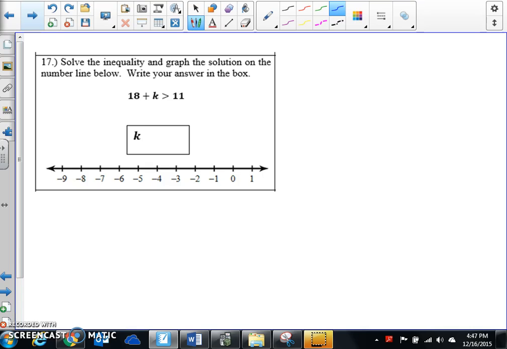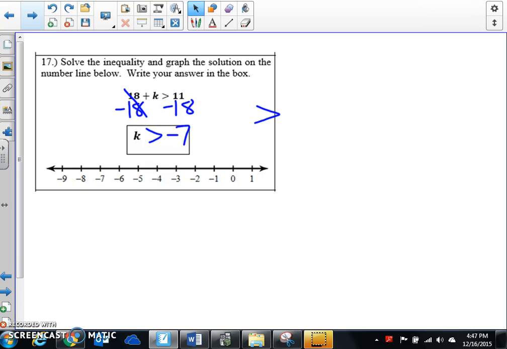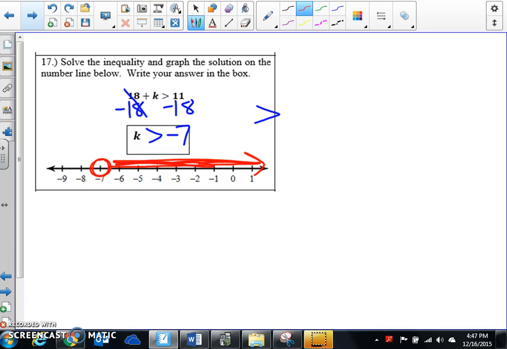Solve and graph the inequality. I subtract 18. I keep my inequality. 11 minus 18 is a -7. I'm going to have an open circle at -7, and then I get to follow that arrow because it's on the right. Remember to be dramatic.